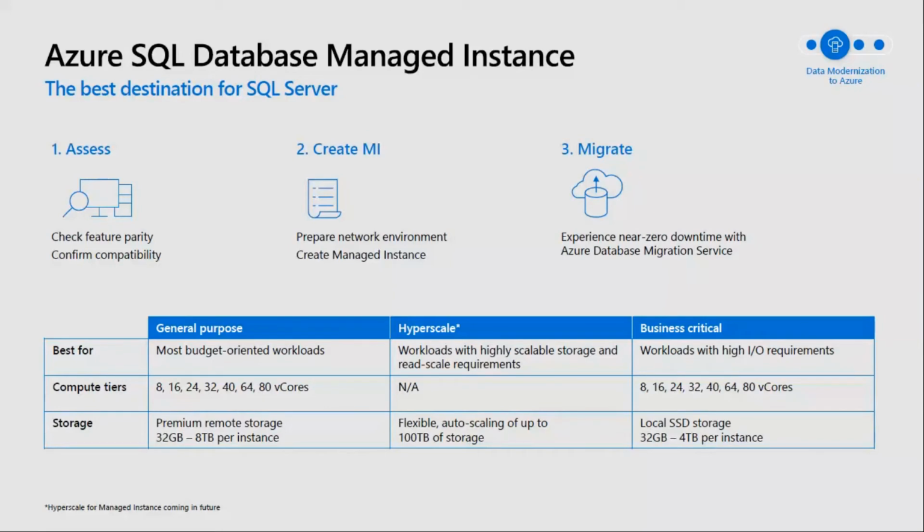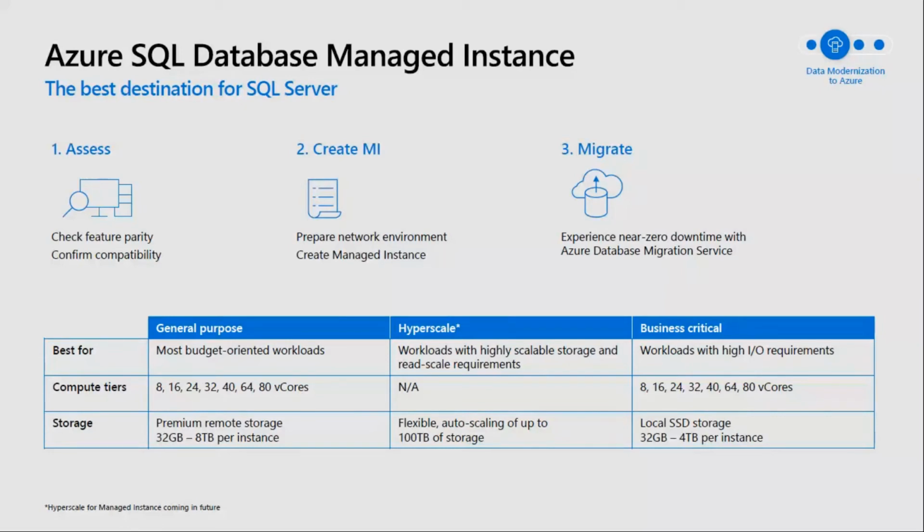It comes in three service offerings, which we call service tiers. The service tiers are the general purpose service tier, the hyperscale service tier, and the business critical service tier. The general purpose service tier is the most budget oriented. The compute will be in 8, 16, 24, 32, 40, 64, or 80 vCores, so up to 80 virtual cores for your query processing engine. Independently, you can configure the storage from 32 GB to 8 terabytes per instance, and a single instance can have up to 100 databases.